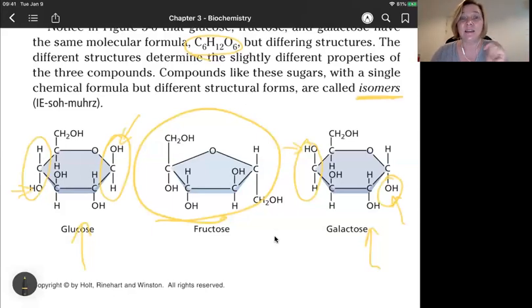And so that is what an isomer is. Same formula, different structure.